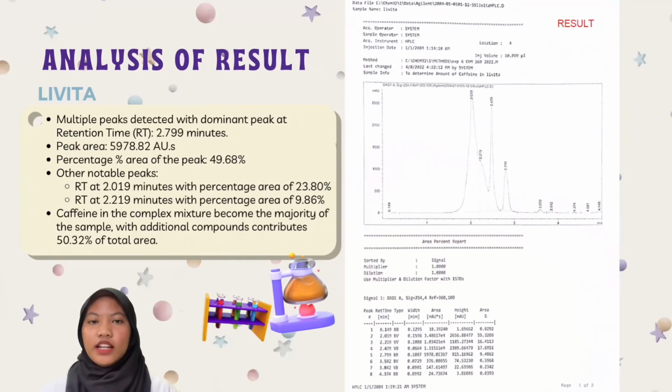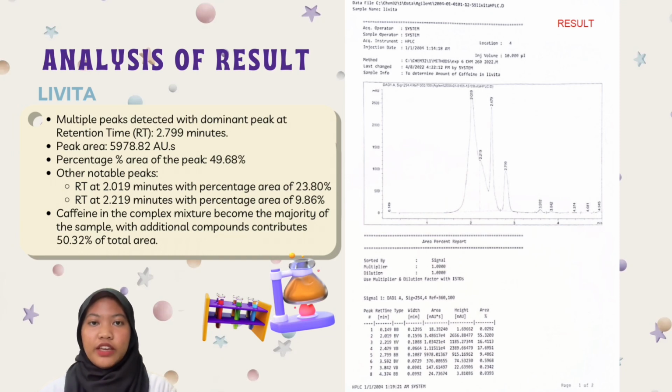Finally, let's analyze the chromatogram for Levita. Similar to Coke, Levita has multiple peaks indicating a complex mixture of compounds. The dominant peak appears at 2.799 minutes with an area of 5,978.82 AU seconds, accounting for 49.68% of the total area.